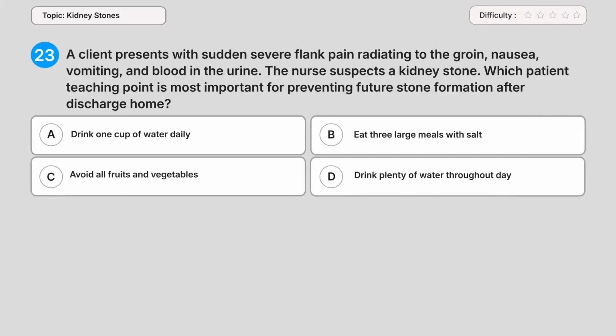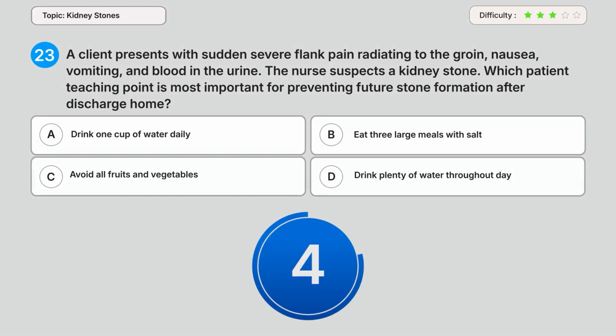23. A client presents with sudden severe flank pain, radiating to the groin, nausea, vomiting and blood in the urine. The nurse suspects a kidney stone. Which patient teaching point is most important for preventing future stone formation after discharge home? A. Drink 1 cup of water daily. B. Eat 3 large meals with salt. C. Avoid all fruits and vegetables. D. Drink plenty of water throughout day.